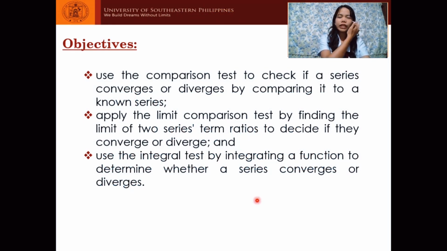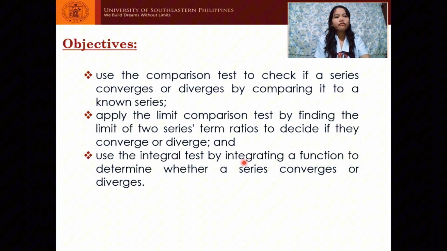So we have three objectives. Use the comparison test to check if a series converges or diverges by comparing it to a known series. Another, apply the limit comparison test by finding the limit of two series' term ratios to decide if they converge or diverge. And lastly, use the integral test by integrating a function to determine whether a series converges or diverges.